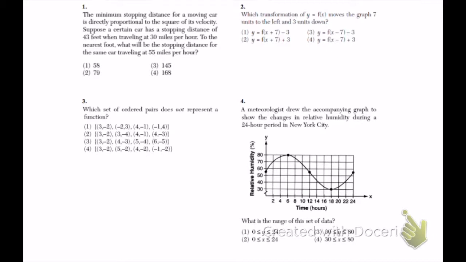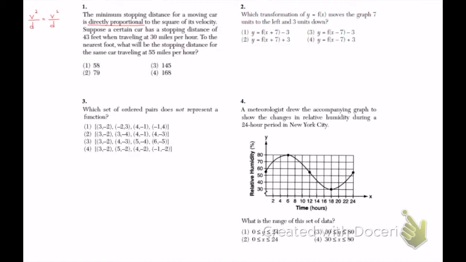So the first thing we want to do, when we get these types of problems, is underline keywords. So in this case, what we should be underlining is directly proportional. So what does that tell us? Well, that tells us that there's going to be a proportion. So what is the proportion? Well, it says it's directly proportional to the square of its velocity. So you know we're talking about stopping distance and velocity, which means the proportion is v squared over d equals v squared over d. Now, where did I get that?